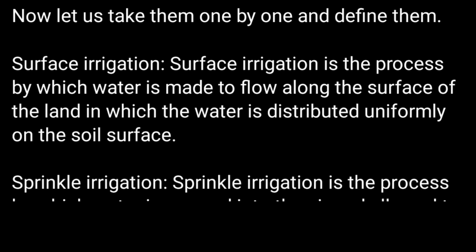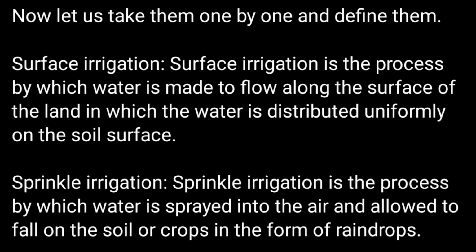Surface irrigation. Surface irrigation is the process by which water is made to flow along the surface of the land, in which the water is distributed uniformly on the soil surface. Sprinkle irrigation is the process by which water is sprayed into the air and allowed to fall on the soil or crops in the form of raindrops.